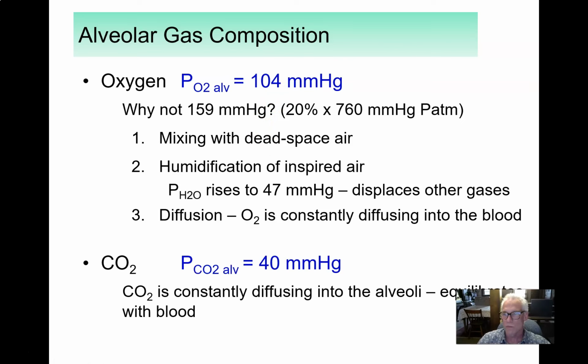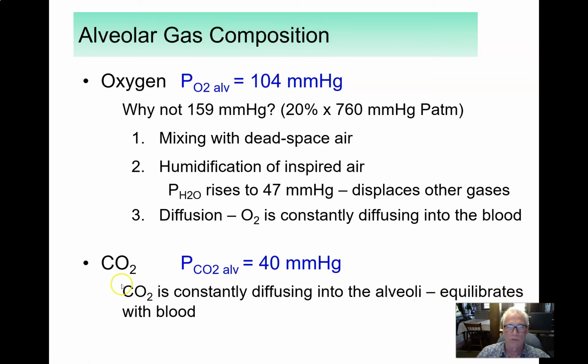For CO2, the alveolar partial pressure is 40 millimeters of mercury. That's a regulated variable, as we'll see later, but just so you know, it's 40 millimeters of mercury. CO2 is constantly diffusing into the alveoli and then being breathed out. But on average, that's our alveolar CO2 partial pressure.